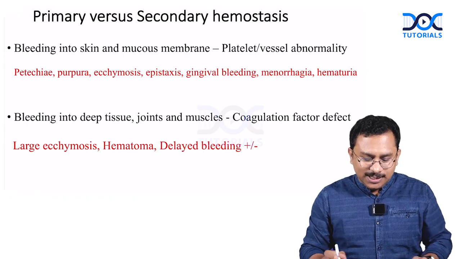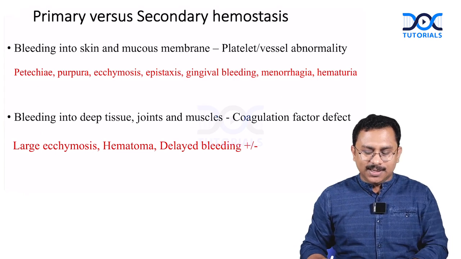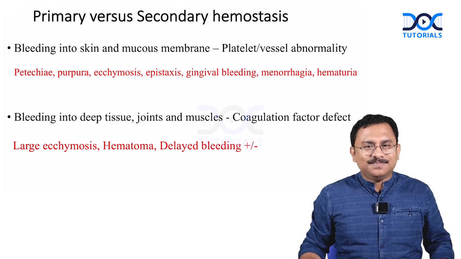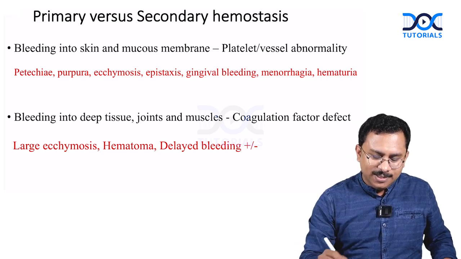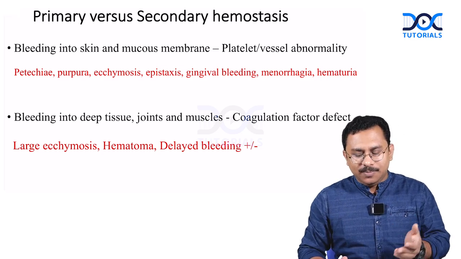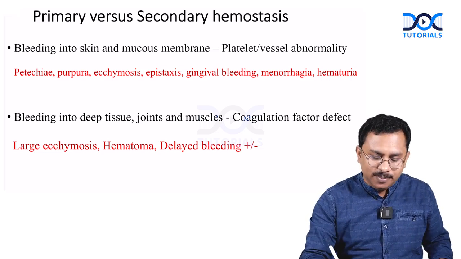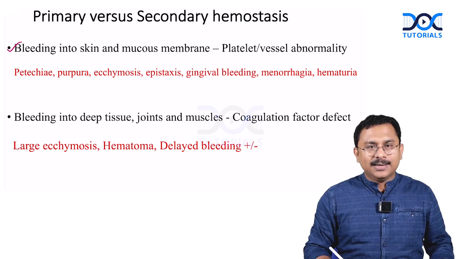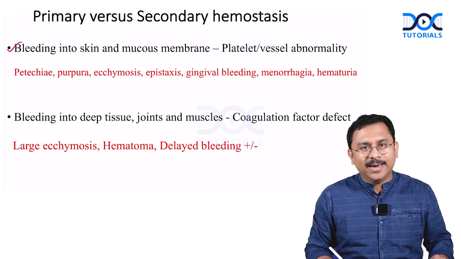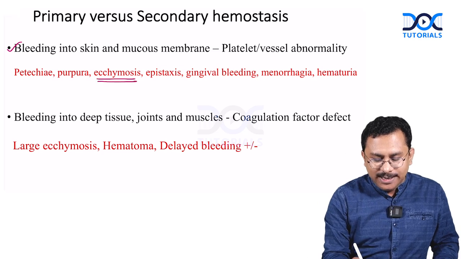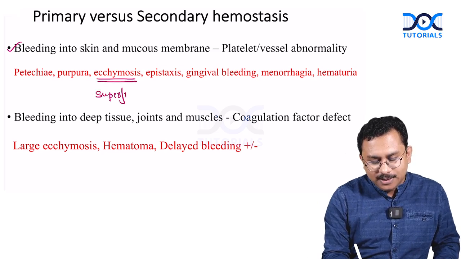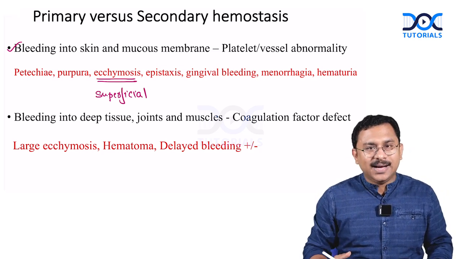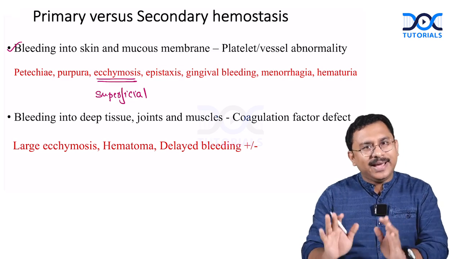Now, as I told you earlier, this module is basically on the approach to such disorders, and in questions, how do you diagnose? A couple of basic points. In a platelet abnormality or a vessel wall abnormality, that is a problem with primary hemostasis, you are more likely to get bleeding into the skin and mucous membrane. As a result, patients can have petechiae, purpura, ecchymosis, which are mostly superficial, epistaxis, gingival bleeding, menorrhagia, and rarely hematuria. Not very common, rarely hematuria.